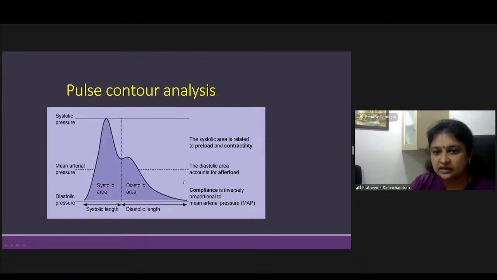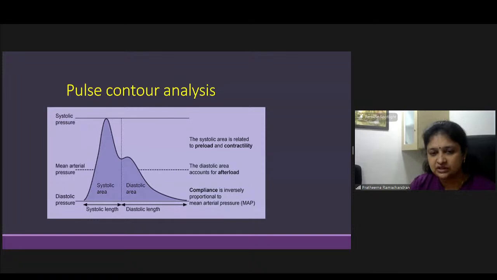We can calculate that. And there is a mean arterial pressure, which is calculated from the systolic and diastolic pressure, and that is inversely proportional to the compliance. So compliance: if you give volume, how much is the pressure going to increase? If with a little volume the pressure is going to be very high, then it is bad. It should be proportional. Or if you give so much volume and there is only a little increase in pressure, then that is also not going to help us.